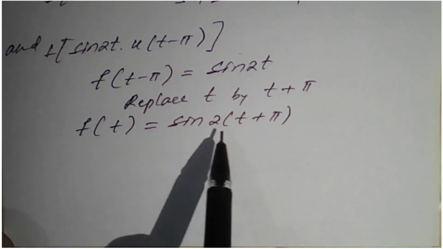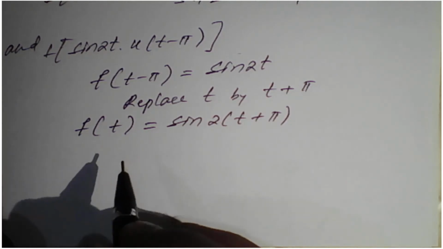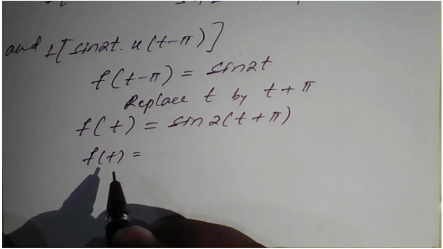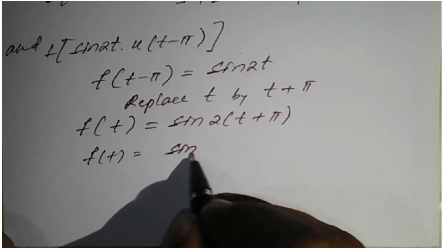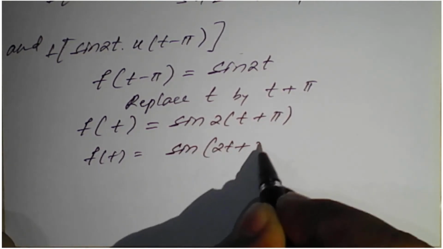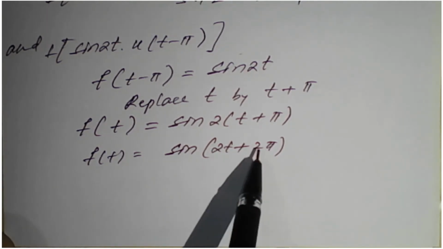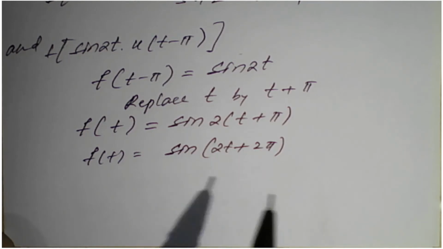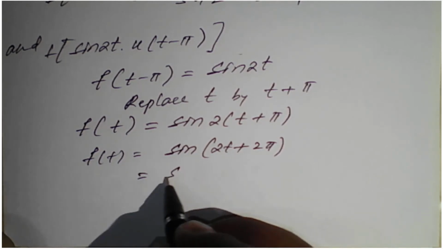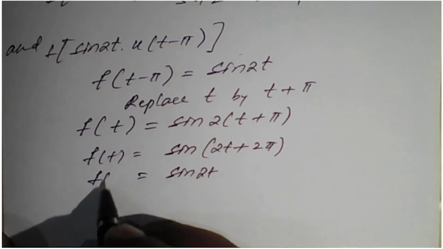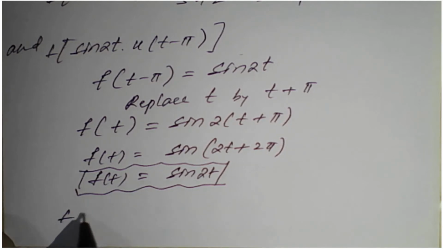Now once we got this, we need to simplify this. So f of t is equal to sine of 2t plus 2 pi. On simplification, 2 pi is nothing but 360 degrees, so 360 plus the angle is in the first quadrant, so it will become sine of 2t. So our f of t will be sine of 2t. So we need to find the Laplace transform for this.